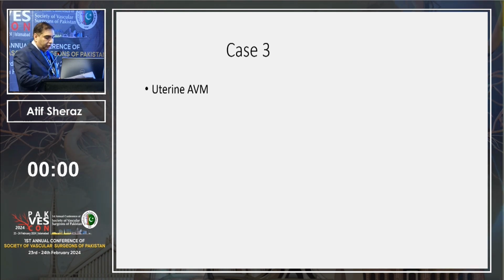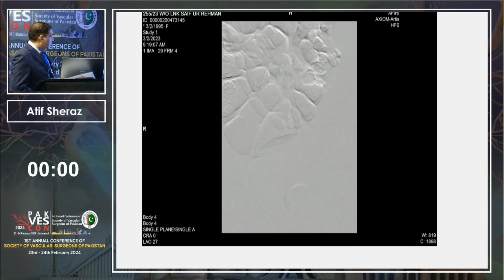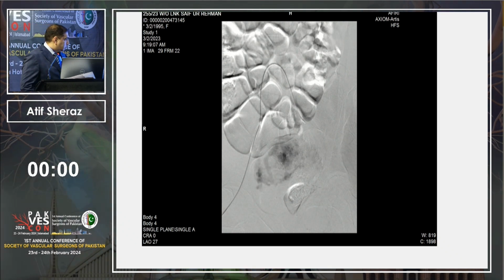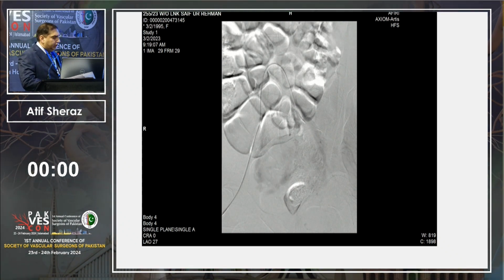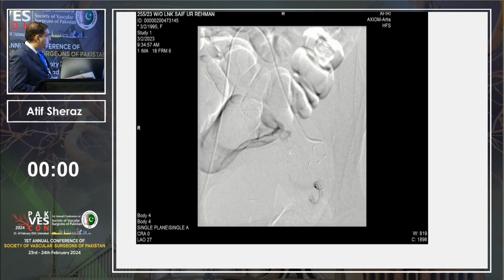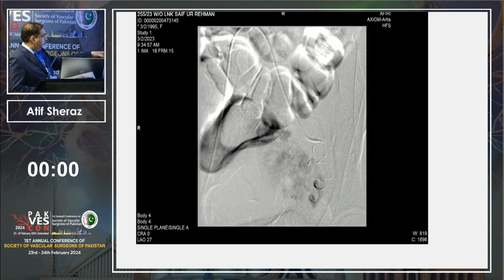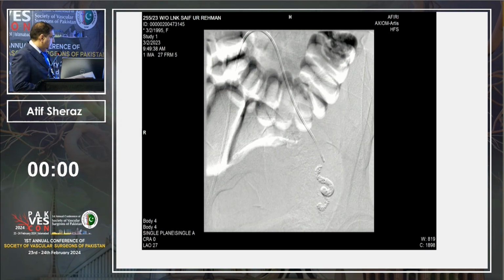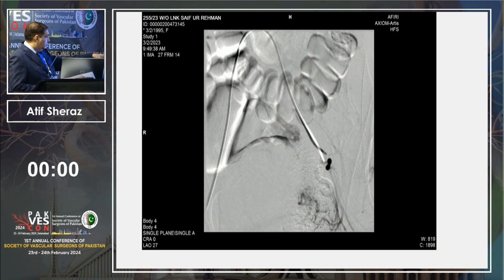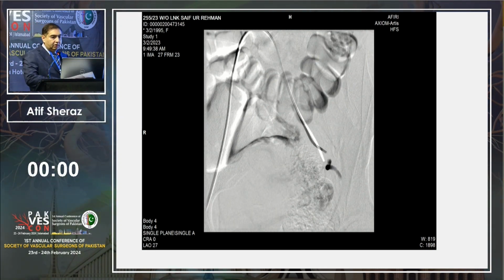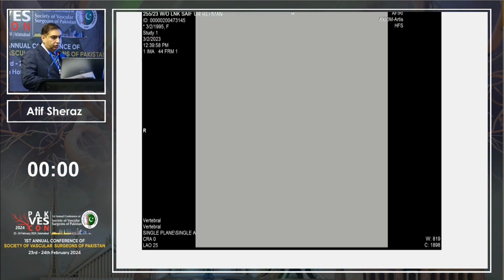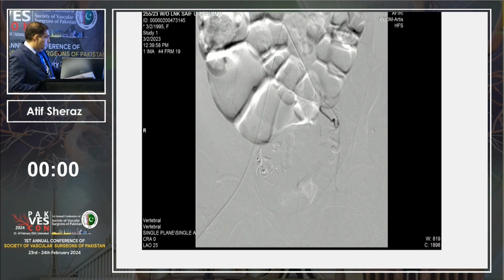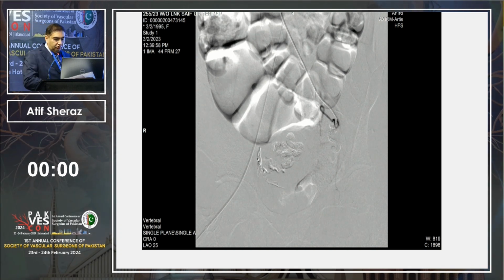Right. The third case is a uterine AVM. So this is a large AVM in the uterus. We took our microcatheter to the uterine artery. It is in the uterine artery, and we can see the AVM outlined. We gave the embolic material, which is visible. We also gave from the other uterine artery. It was supplied by both uterine arteries. And finally, we have got all this embolic material inside. We used glue in this patient.